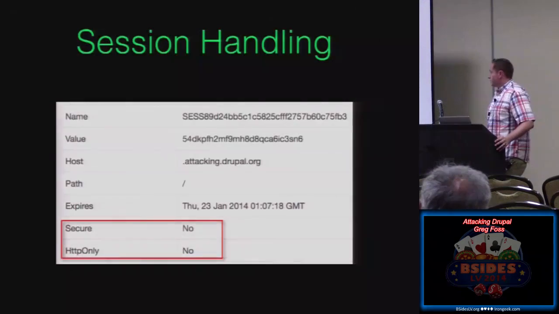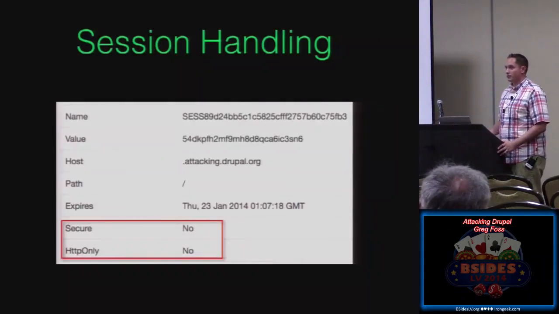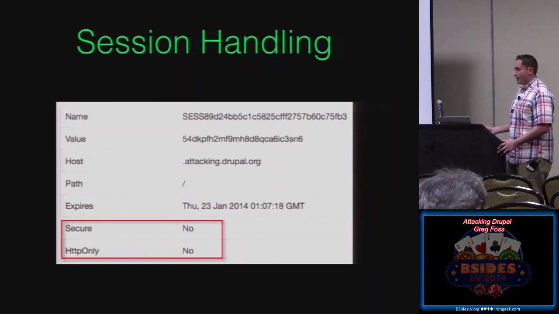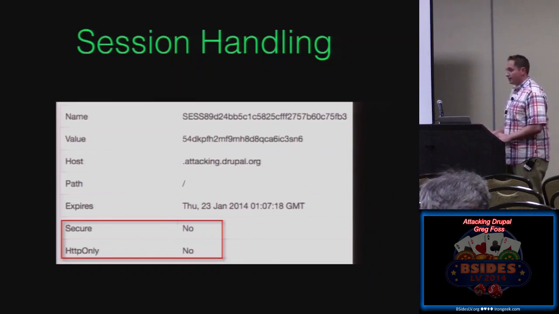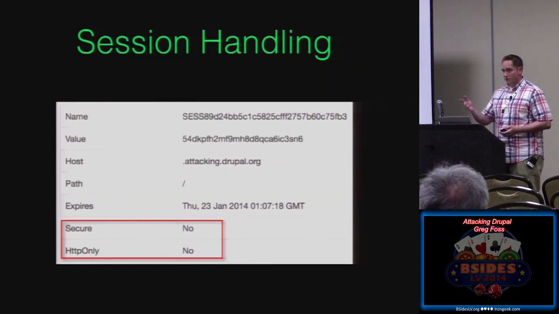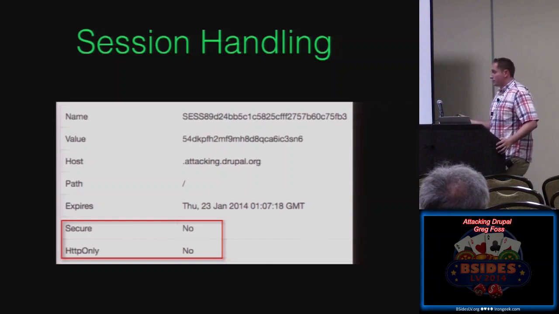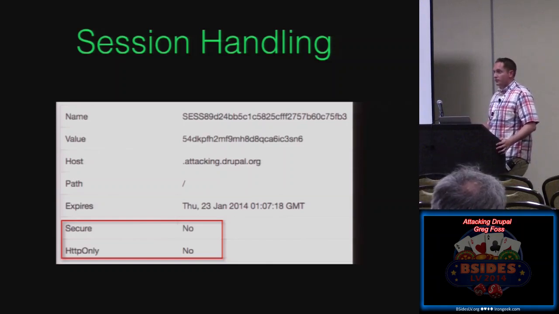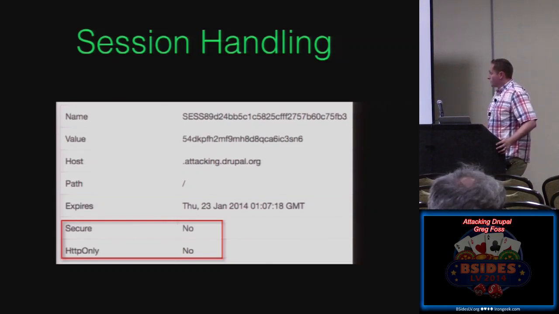So next thing is session handling. Drupal 6 by default has no security of their session tokens, really. So you can see the secure flag's not set and the HTTP only flag's not set. So pretty bad. You know, secure flag keeps your session from being transmitted when you're making HTTP requests, whereas HTTP only protects your session token from JavaScript and cross-site scripting kind of attacks. Drupal 7, though, actually does set the HTTP only flag by default, so that's pretty good.